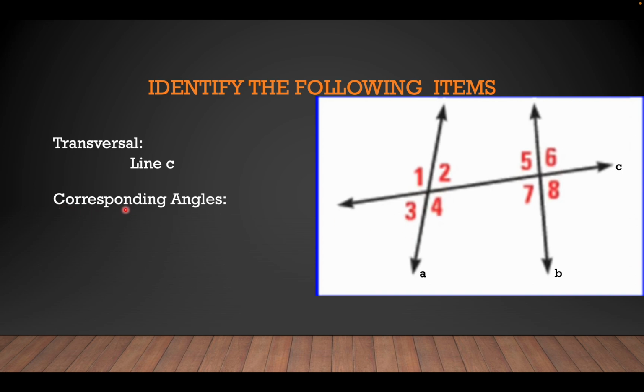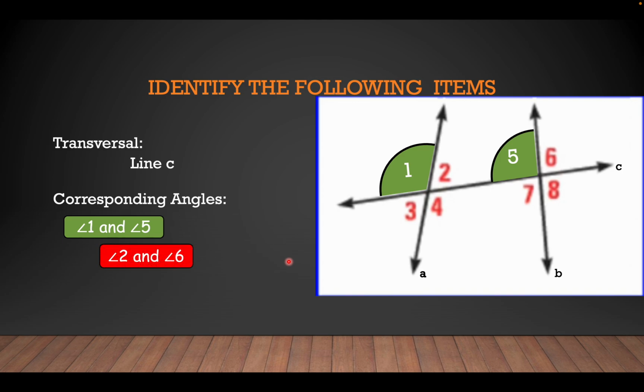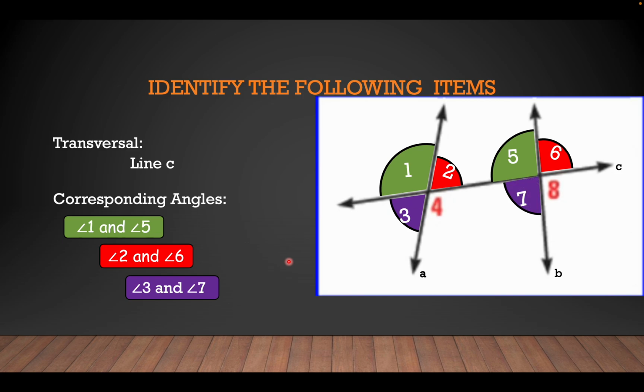So corresponding means similar position. An angle that's in similar position to angle 1 would be angle 5. An angle that's in similar position to angle 2 would be angle 6. An angle in similar position to angle 3 would be 7. So 3 and 7 are corresponding. And our last set would be angle 4 and angle 8. If you break these down into the four quadrants that the lines create, when you're trying to find corresponding angles, you're trying to find the similar quadrant angle to connect.